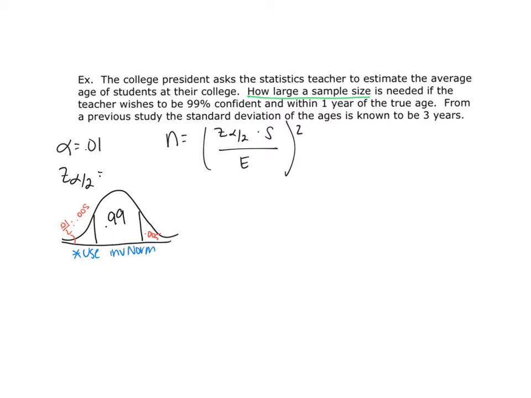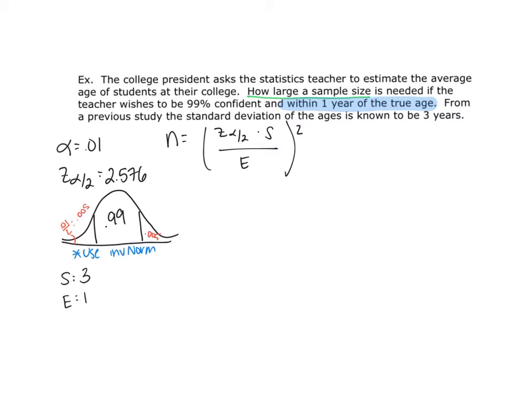We're going to be using inverse norm, again, because we are now calculating a z-score, not a t-score. Using inverse norm, our critical value is going to be 2.576. The problem tells us that the standard deviation is 3. And our margin of error is going to be that statement that follows the word within. So if I'm looking at this, it says within 1 year of the true age. That's what's indicating my margin of error.